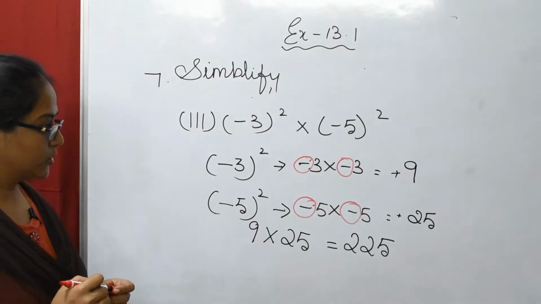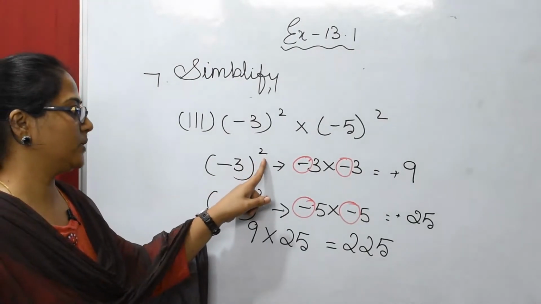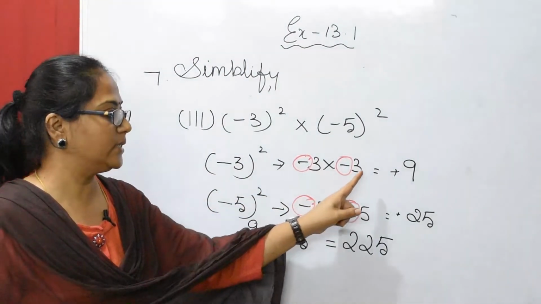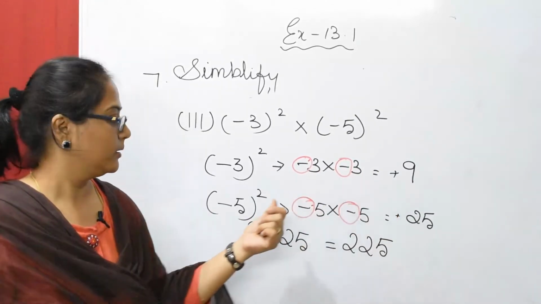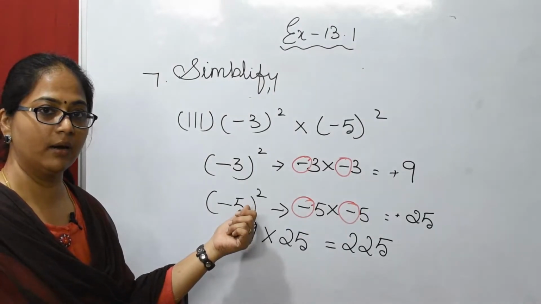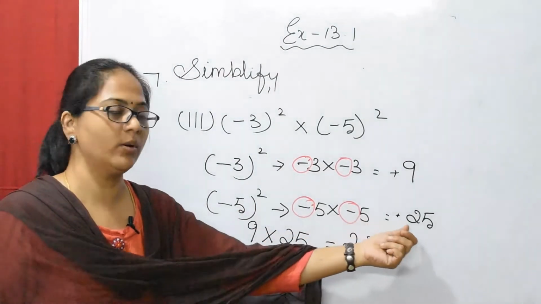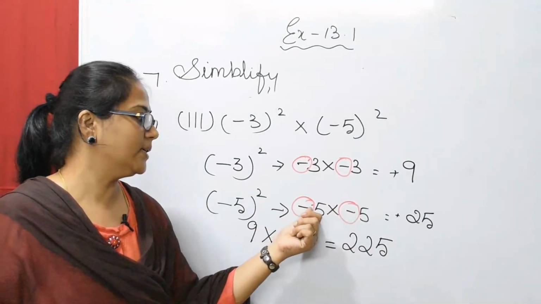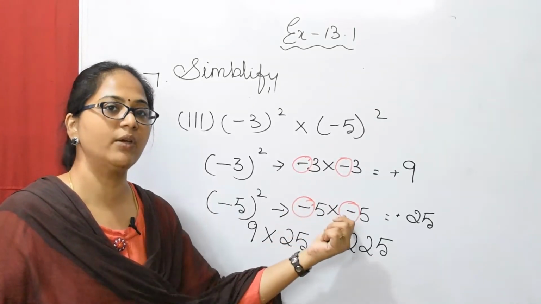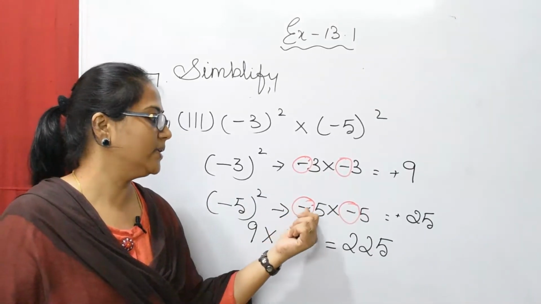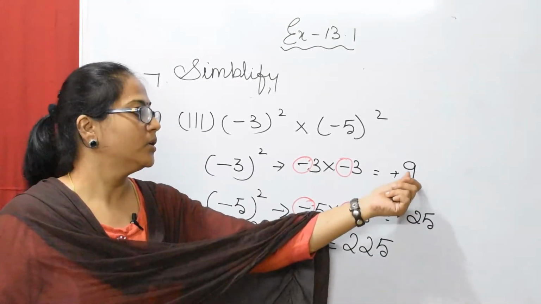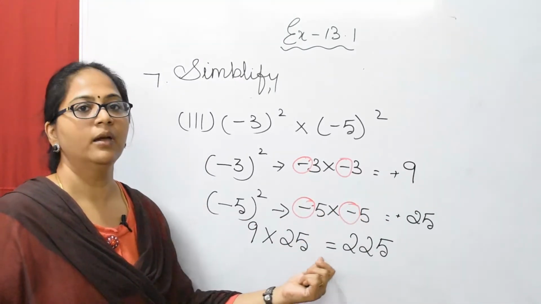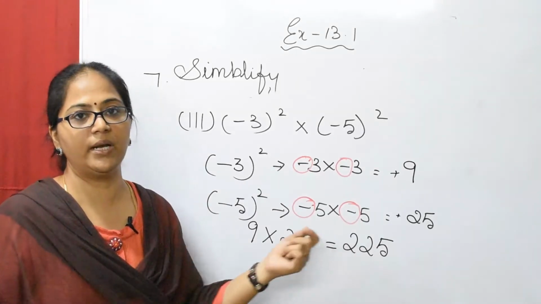Understood, students? So first minus 3 square, 3 into 3 is equal to 9, minus into minus is equal to plus. The same way 5 square here, 5 into 5 is equal to 25, and minus into minus, negative into negative we will get positive. So minus into minus is plus. So it is also a positive number. So 9 into 25, which is equal to 225.